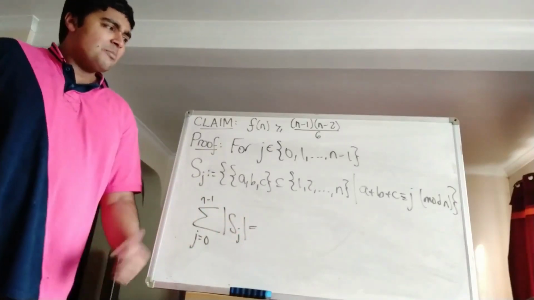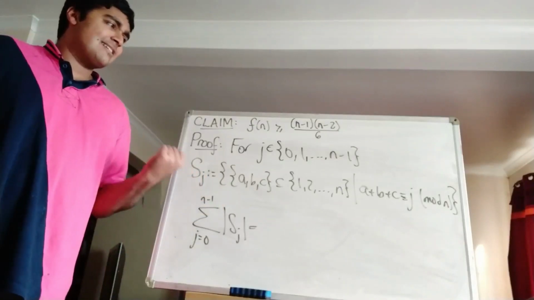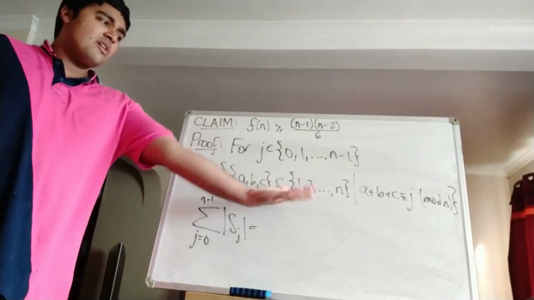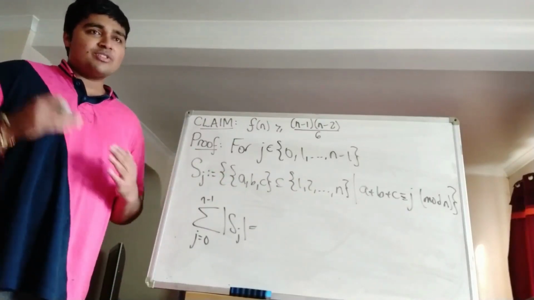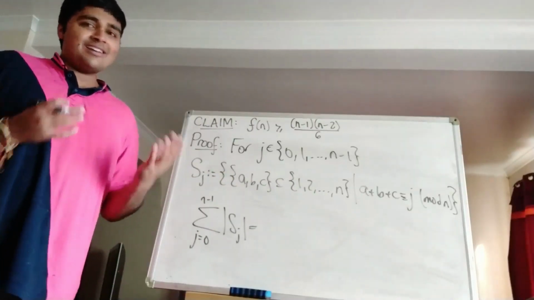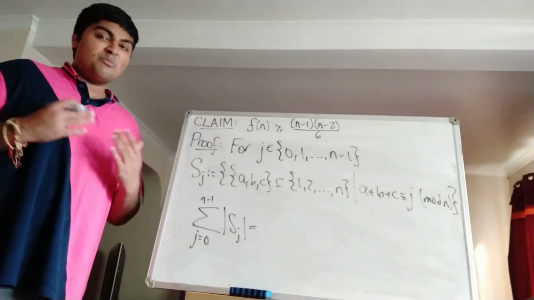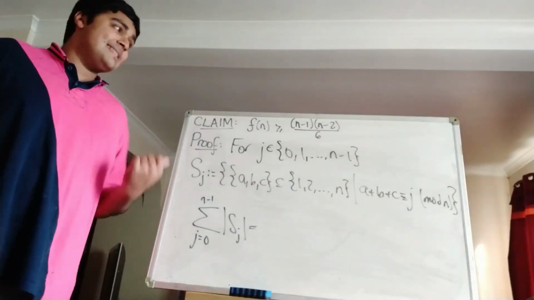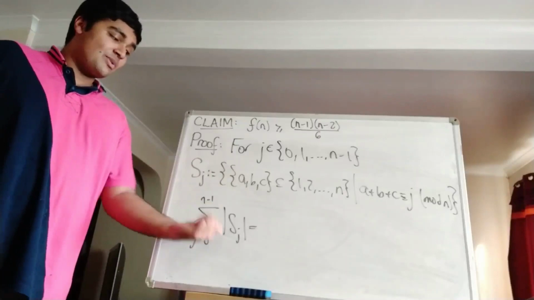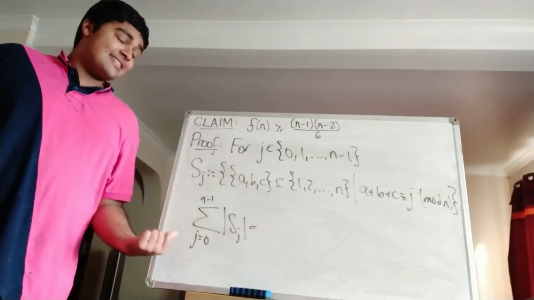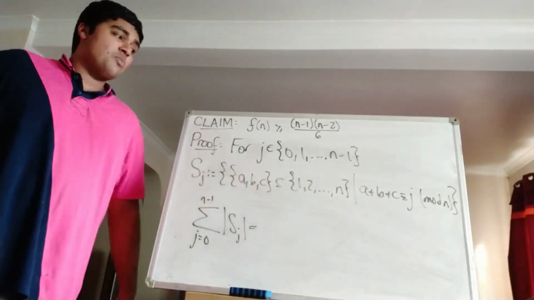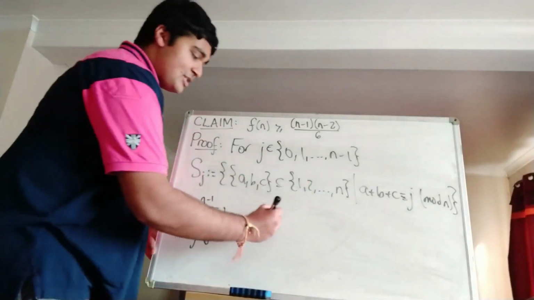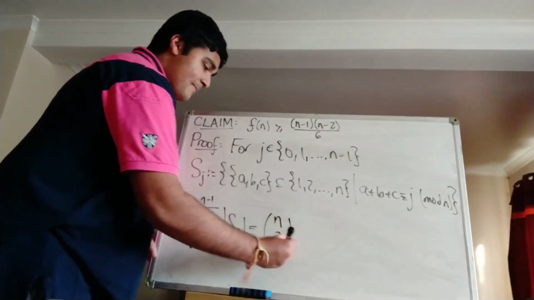of all the Sj's. But if we think about it, all the Sj's together are simply the number of triples from the set 1, 2, all the way up to n. Because if you take any triple from the set 1, 2, 3, all the way up to n, then when you add up those three numbers and look at that result mod n, you are going to get a number between 0 and n minus 1. So it's going to correspond to one of these Sj's. So when you add this up, that's the same thing as counting the number of triples from the subset 1, 2, all the way up to n, which of course is just n choose 3.